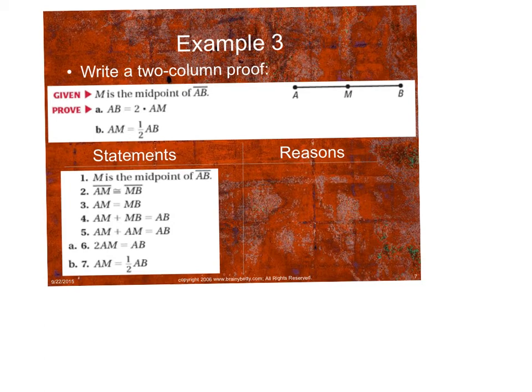Again, we've got our given. It's got what we're trying to prove, and it's actually got a diagram. So it's telling us that M is the midpoint of segment AB. So what's our first reason? Given. Now, in step 2, they're telling us that AM up here is congruent to MB. How do I know that?